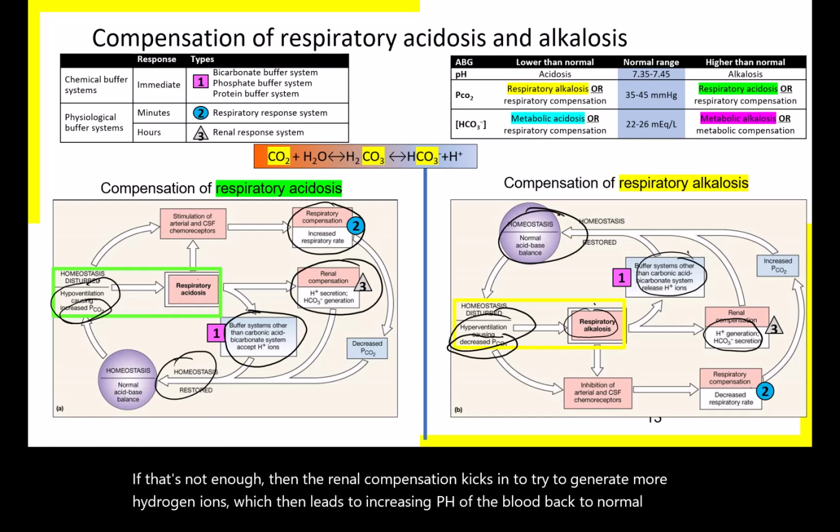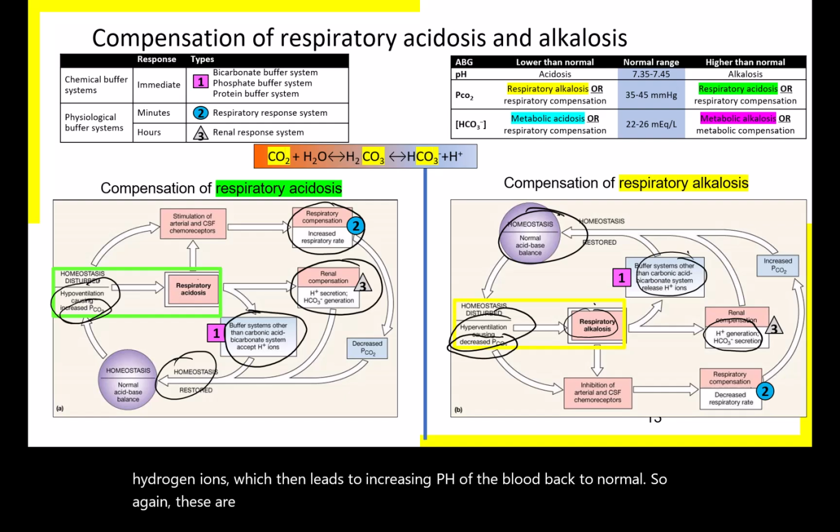So again, these are two very good diagrams to actually study and to actually work out the flow of what's going on.